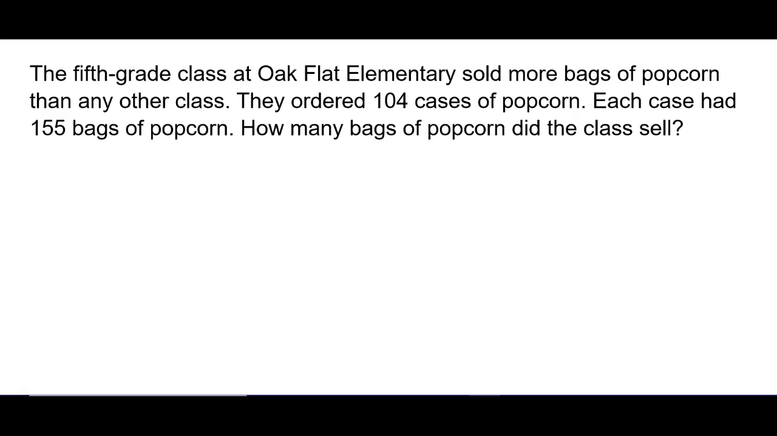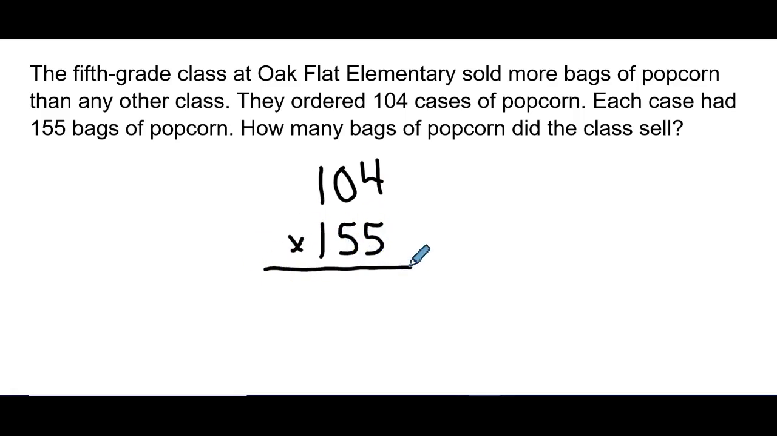The 5th grade class at Oak Flat Elementary sold more bags of popcorn than any other class. They ordered 104 cases of popcorn. Each case had 155 bags of popcorn. How many bags of popcorn did the class sell? So when we're looking at this, there's cases of popcorn and bags of popcorn. The cases are filled with the bags of popcorn. So when we look at this, there are 104 total cases. And in each one of those cases, there's 155 bags of popcorn. So you're going to have to multiply those two numbers in order to solve this question.